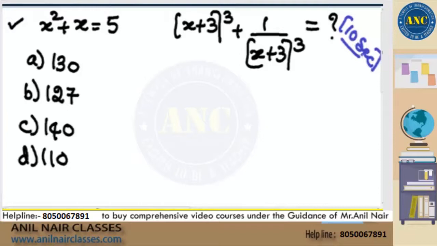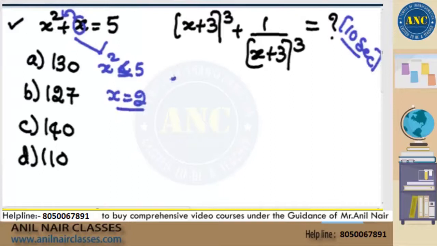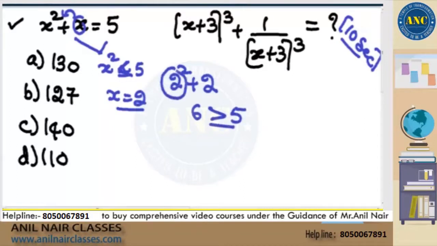How am I going to solve? Listen carefully. x square plus x is 5. x is relatively small compared to x square. x square is closer to 5 or it is less than 5. If I take x value 2, this will become 2 square plus 2: 4 plus 2 is 6. 6 is greater than 5. So the answer should not be 2.